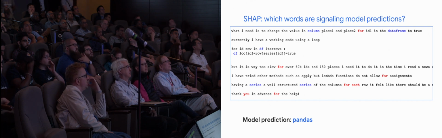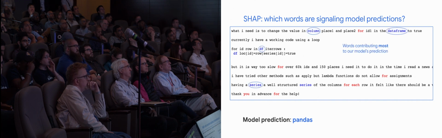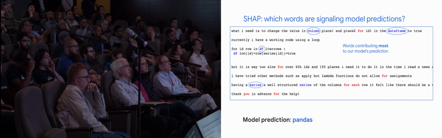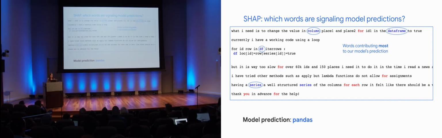So for this particular example, the correct tag was pandas. And the words that are in blue are the words that contributed most to our model's prediction. So the words here were column, data frame, DF, series. And this is a good sign, because these are words that are pretty common to pandas. If you've used pandas before, you might recognize this. And then the words that our model picked up on least were for, each, and you, words that might be common across any Stack Overflow tag.